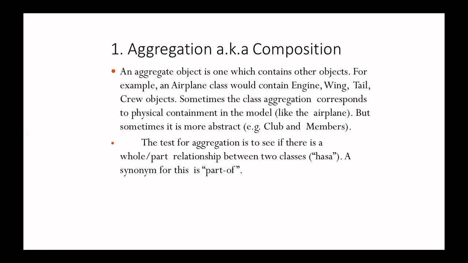As I explained in a previous lecture, I will discuss aggregation. I know you all know about aggregation, but I will give some description about aggregation and composition. An aggregation object is one which contains other objects. For example, an airplane class would contain engine, wing, tail, crew objects. Sometimes the class aggregation corresponds to physical containment in the model, like the aeroplane.